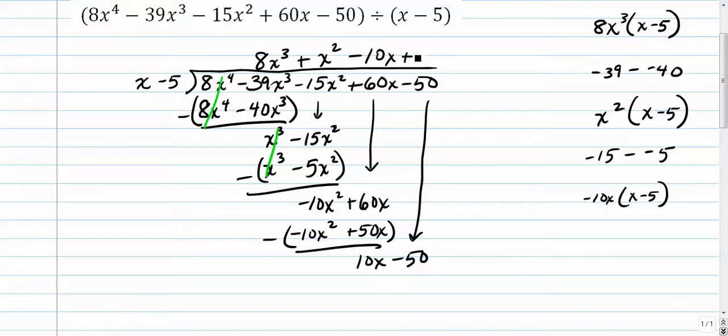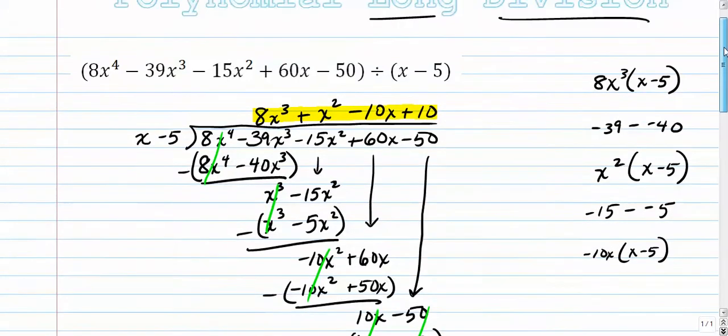That answer is 10. And we multiply back down using distributive property. And we subtract, and we see that these cancel out. 10x minus 10x. Negative 50 minus a negative 50 is also a 0. So we don't have a remainder. So our answer, our quotient, is right here.